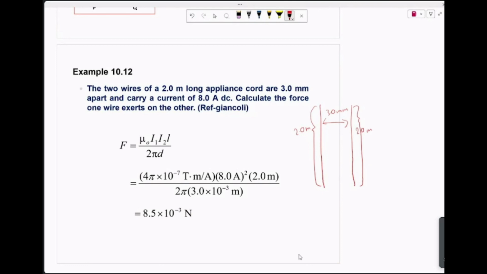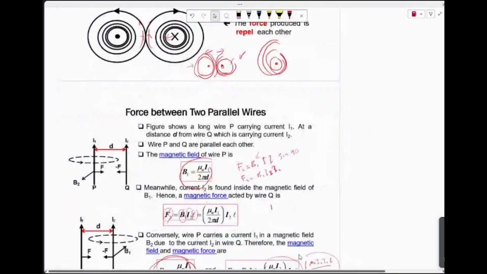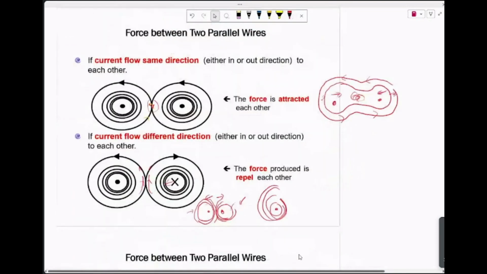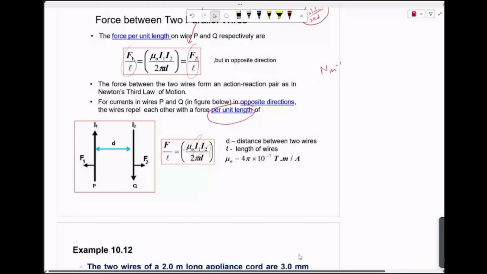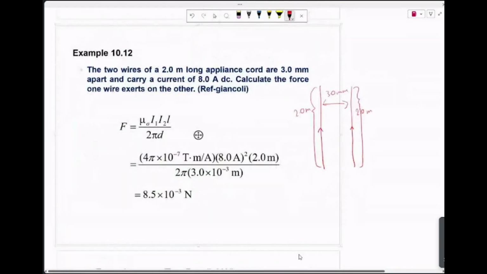Okay, this one doesn't mention the direction. Two long parallel wires. Calculate the force on one wire exerted by the other. So presumably it is upwards, both upwards. If both are upward, just now you remember it's going to be repel. Oh no, both upward is attract. Sorry, you're going to attract. Both upward is attract. So just simply put in the value.